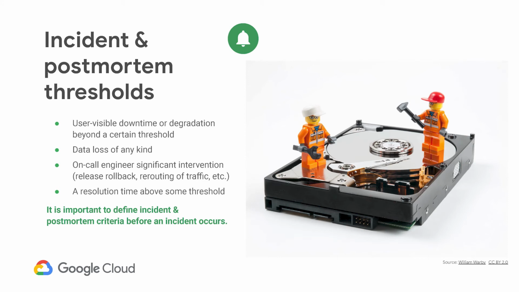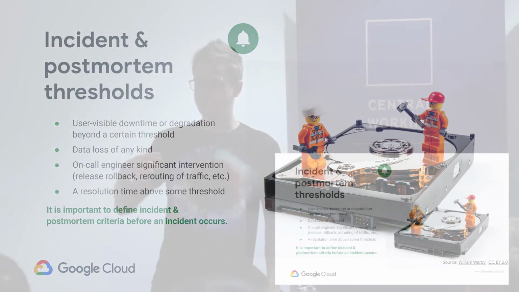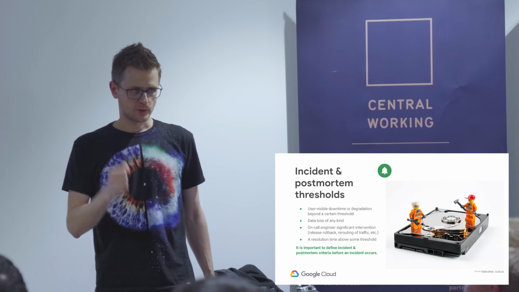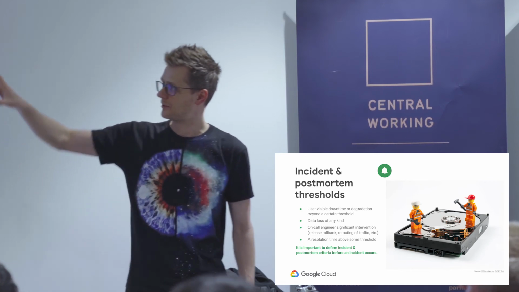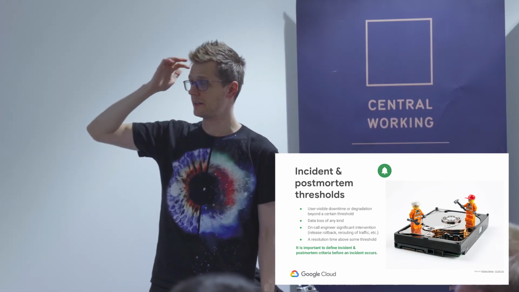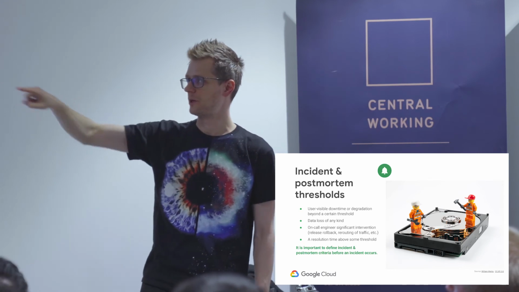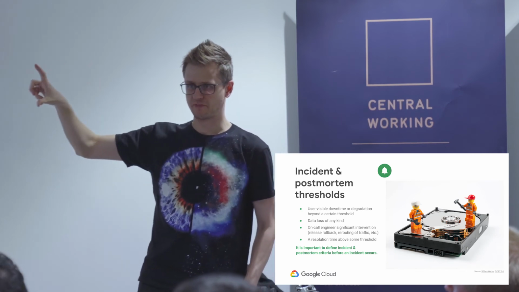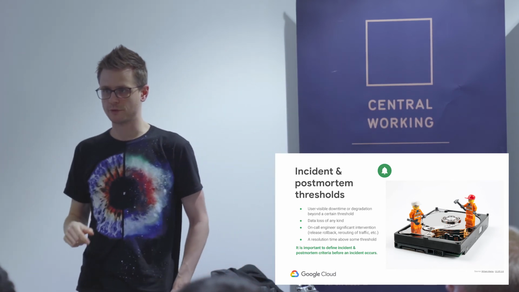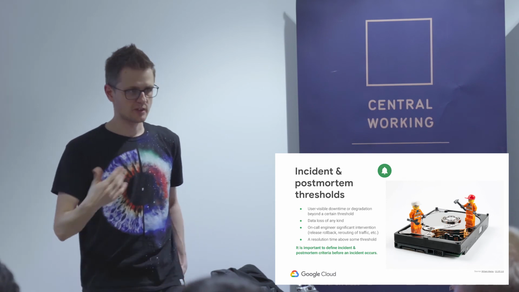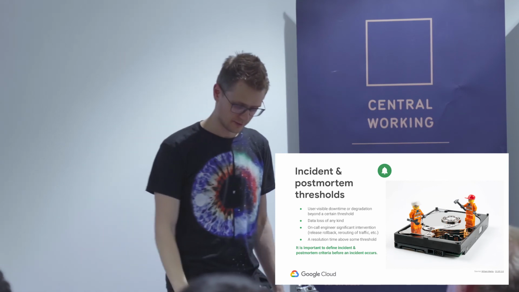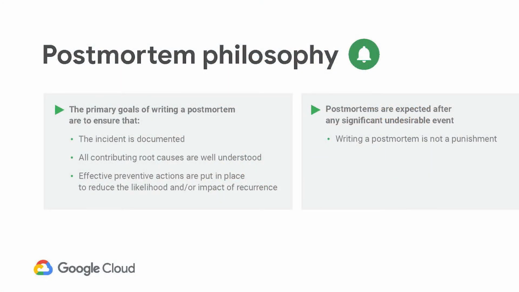So when incidents do happen, we document them in postmortem documents. And as I just mentioned, it's really useful to have a clear definition of what an incident is. Our definition is roughly the one on the slide. The first point here, the user-visible downtime or degradation beyond a certain threshold, is derived from the SLO directly. So if you're consuming your error budget very quickly, there is a specific threshold after which you'll consider it an incident, and you'll write a postmortem document.